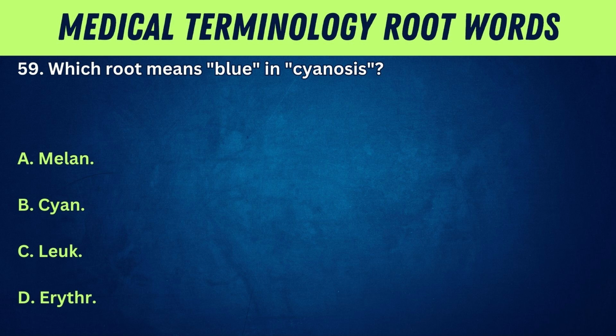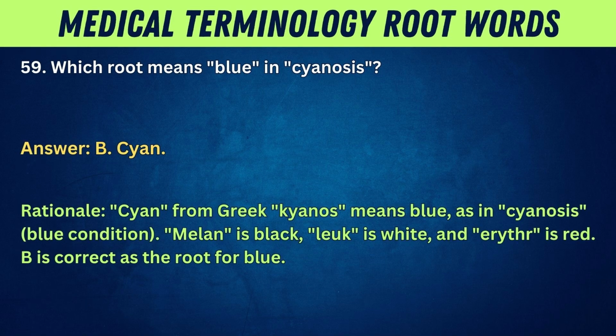59. Which root means blue in cyanosis? A. Melan. B. Cyan. C. Leuk. D. Eryther. Answer: B. Cyan. Rationale: cyan from Greek kyanos means blue, as in cyanosis, blue condition. Melan is black, leuk is white, and eryther is red. B is correct as the root for blue.